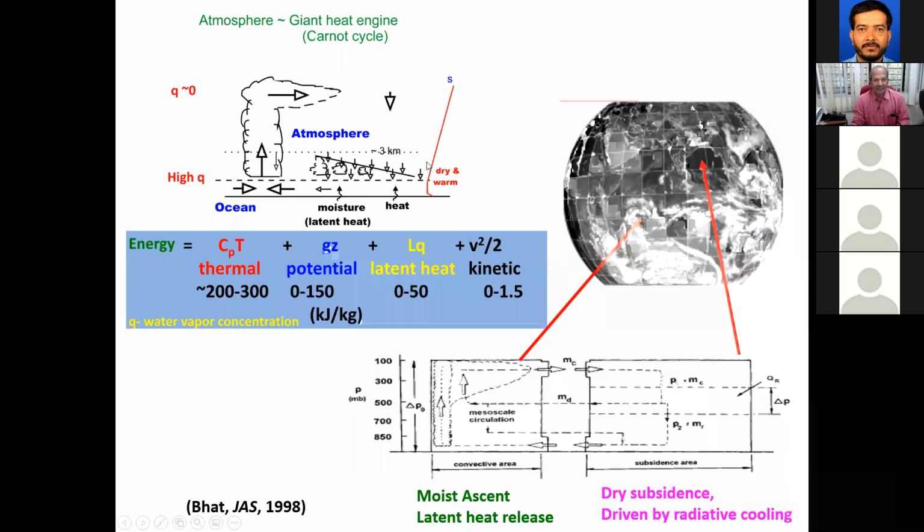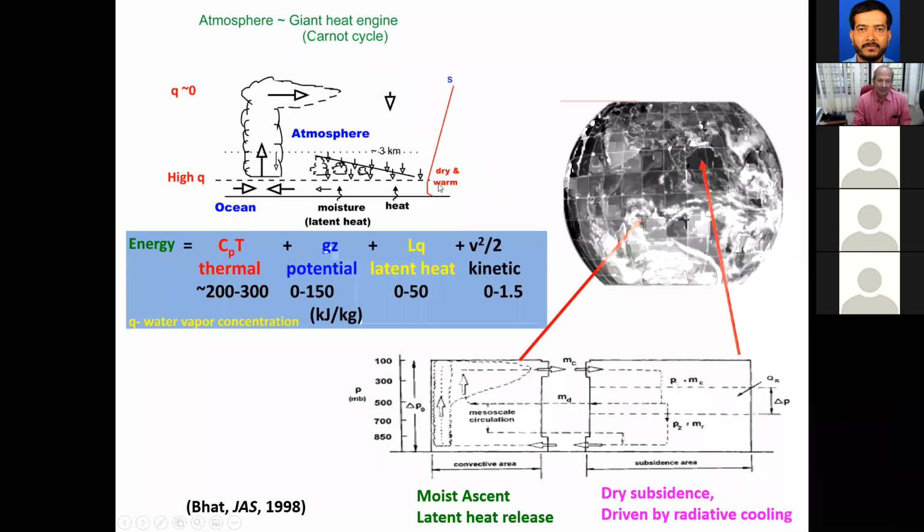So wherever the air subsides, this is where you get clear sky conditions. And where you get this deep convection, this is your intertropical convergence zone. In between, these two are separated by a distance of several thousand kilometers. And that's where all these areas correspond to.